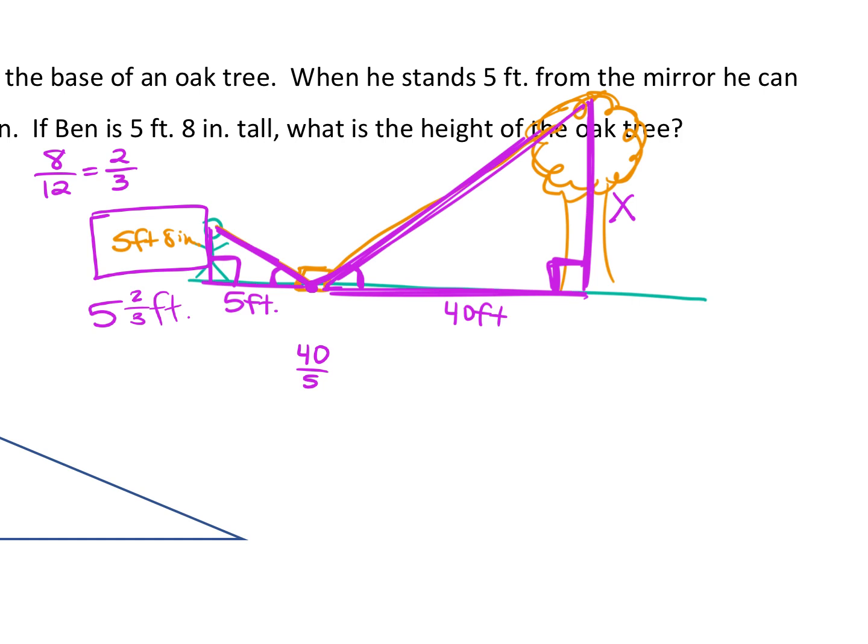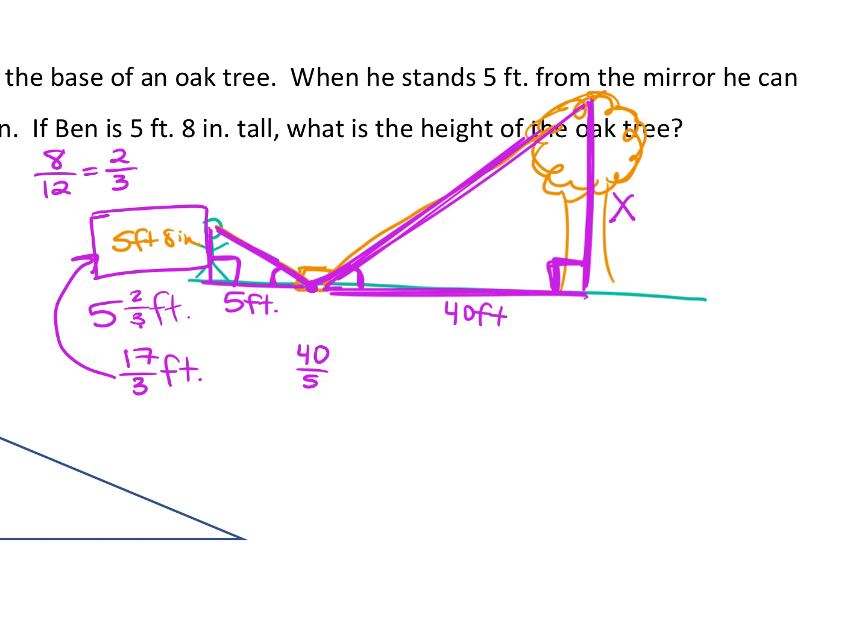So I would do it this way. Instead of a mixed number, I would probably go 5 times 3 is 15 plus 2 is 17 thirds feet, okay? Because that's just going to make our math a little simpler. All right, so this 5 feet 8 inches is 17 thirds feet.